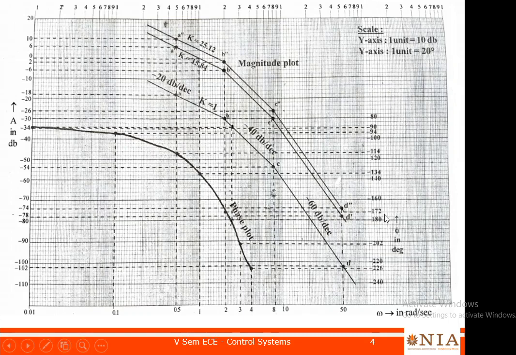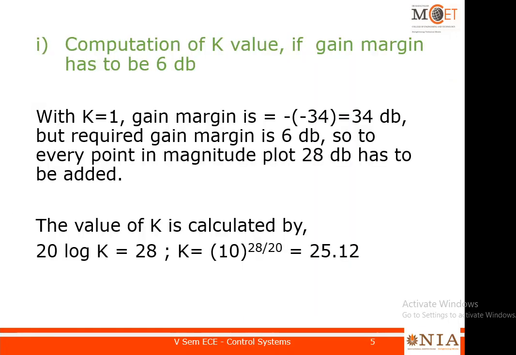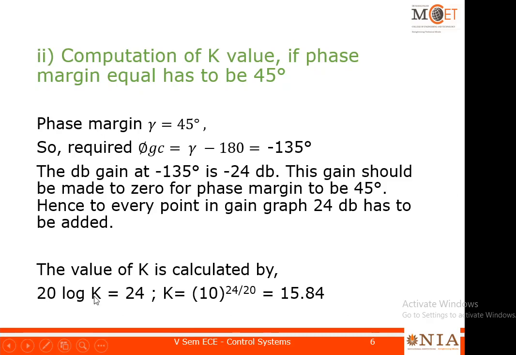I repeat, you start from the required phi gc, that is minus 135 degree, hit your phase plot, and note down the corresponding magnitude, that is minus 24. If you make that point 0 dB, then your phase margin becomes 45 degrees. So what is the gain that has to be added for each and every point? It is 24. Am I right? Note down that 24. Come here and substitute in the formula: 20 log k is equal to 24.